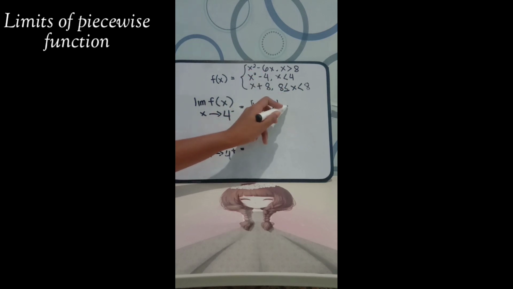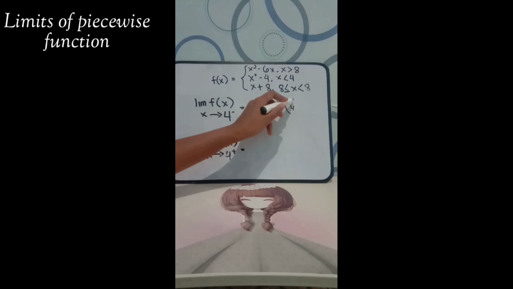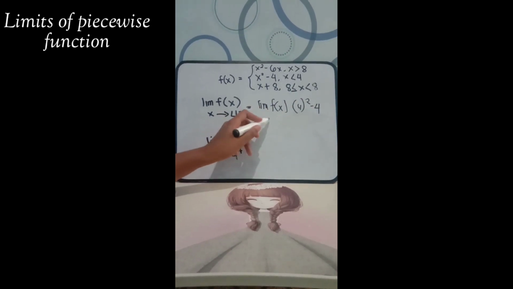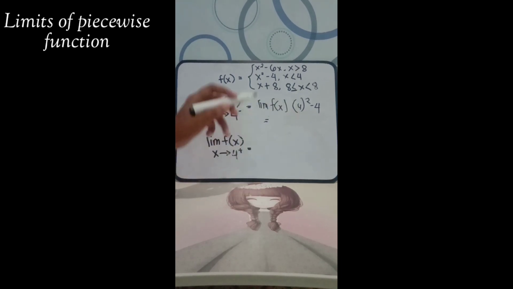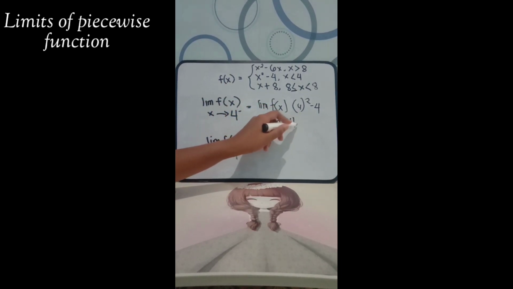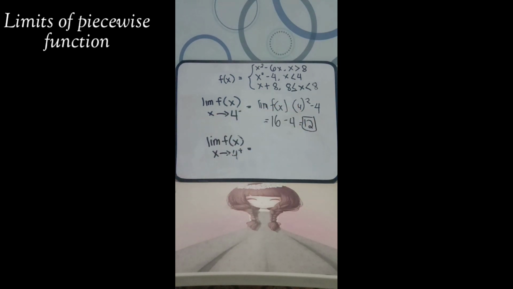Kapag ito ay sinubstitute na natin siya, direct na natin. 4 squared minus 4. Tapos, ang magiging sagot niya, 4 times 4 equals to 16. 16 minus 4 is equal to 12. Ayun yung magiging value niya kapag x ay nag-approach to the left na 4, magiging 12.